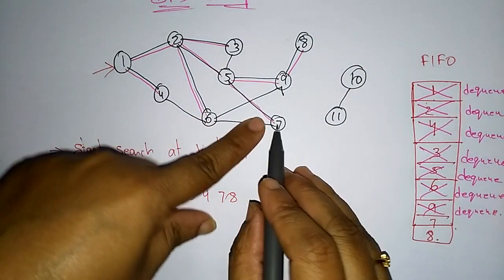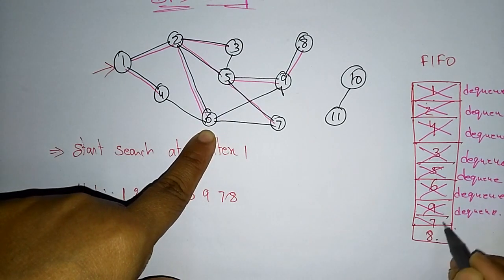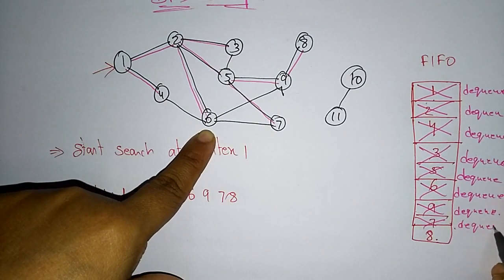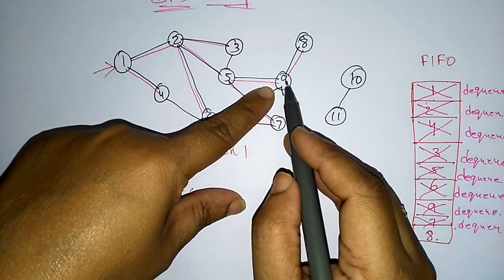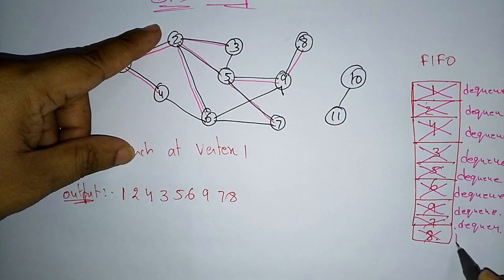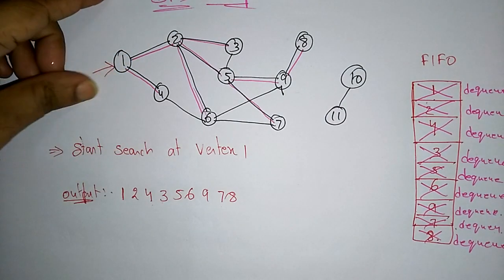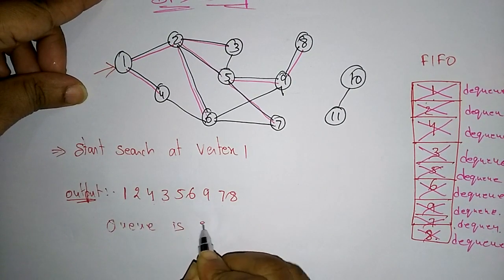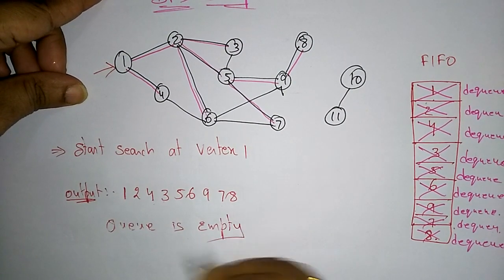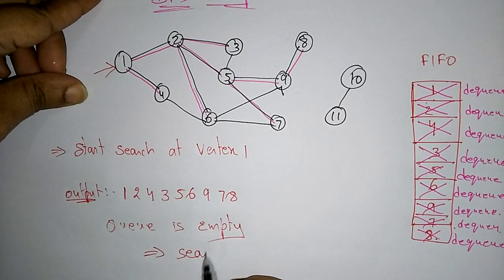Now coming to 7. 5 is already visited, 6 is already visited. So just dequeue it. Then 8. The adjacent vertex for 8 is 9. 9 is already visited. So just dequeue it. Now the queue becomes empty. Here the queue is empty.